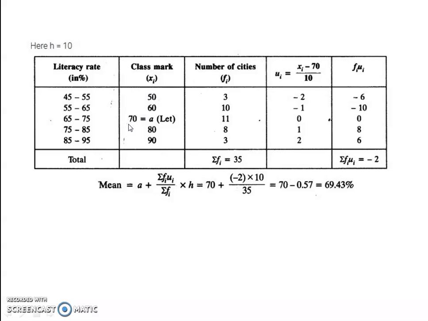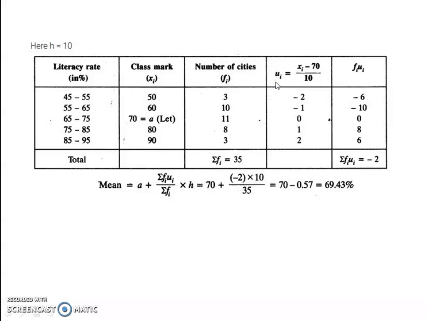50 minus 70, minus 20. 60 minus 70, minus 10. 80 minus 70, 10. 90 minus 70, 20. That is di. Now what is ui? Ui is di by h. Tell me what is h? 55 minus 45, 10. Or 65 minus 55, that is also 10. That's the class interval.